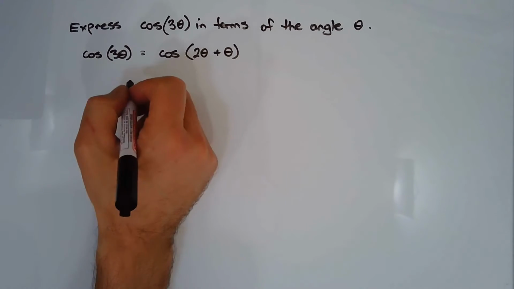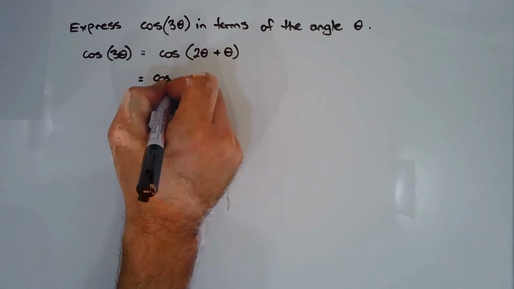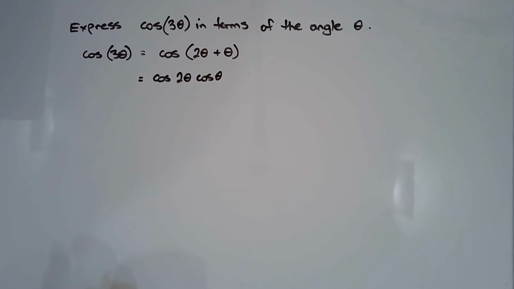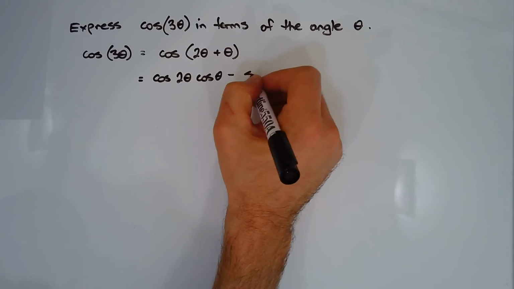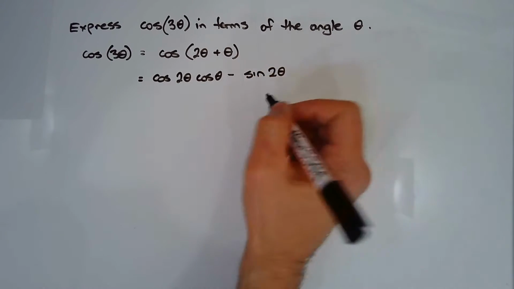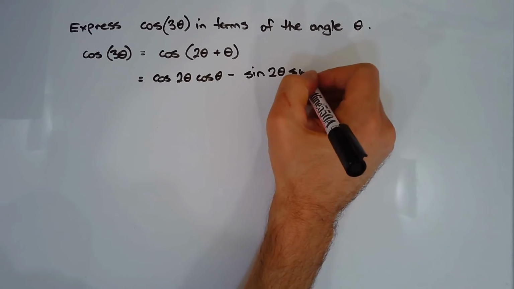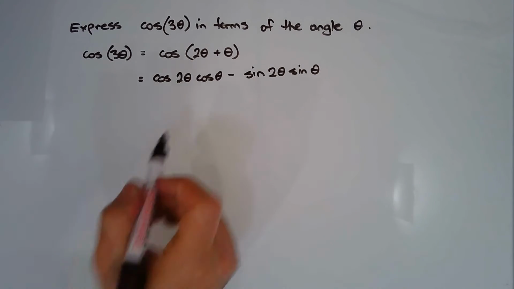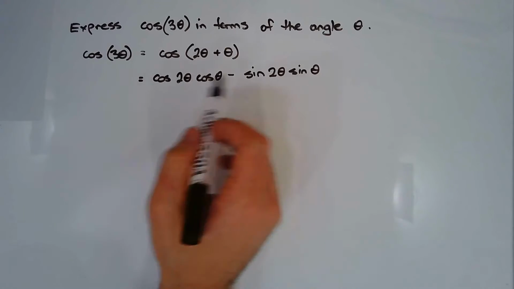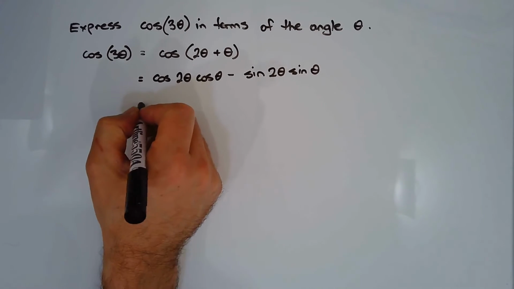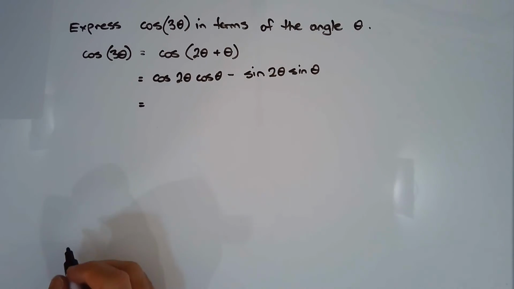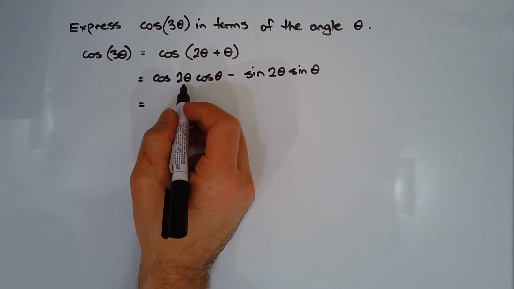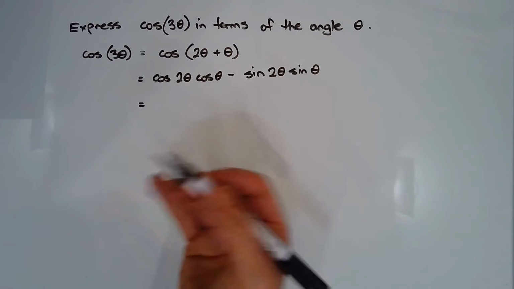And of course we can expand that and we end up with cos of 2 theta cos theta minus sine of 2 theta sine theta. Now we end up with two terms, and each of these terms involves a double angle. So we can reduce that further from a double angle to the single angle. So cos of 2 theta, and I'm going to leave it in terms of cos.